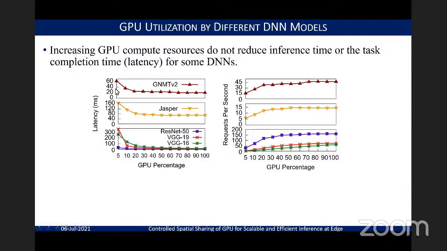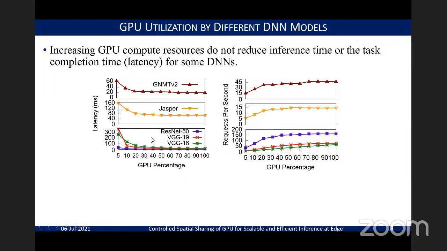But once we start to analyze, we can see that as you keep reducing the GPU percentage, in this area that we are speaking about, from about 40 to 100% in most of these models, GNMT, Jasper, and even ResNet, VGG and VGG19, there is almost no improvement in latency. As you go from 50 to 100 in increasing steps, you don't see any improvement in latency.